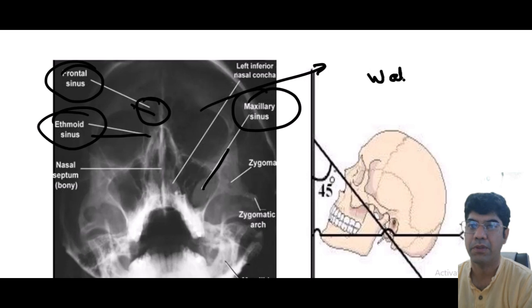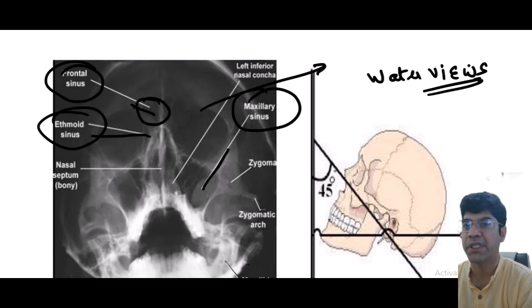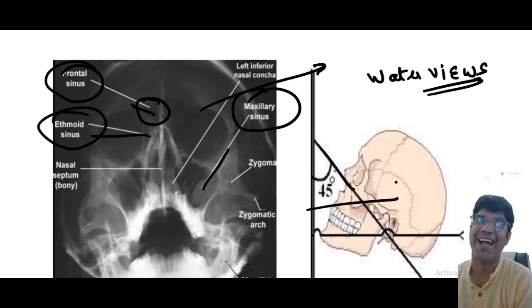This radiographic projection is obtained by placing the patient's head in a position where the chin is elevated, allowing the X-ray beam to pass horizontally through the skull. So that helps to visualize the maxillary sinuses, frontal sinuses, and ethmoid sinuses. So the answer would be Waters view.